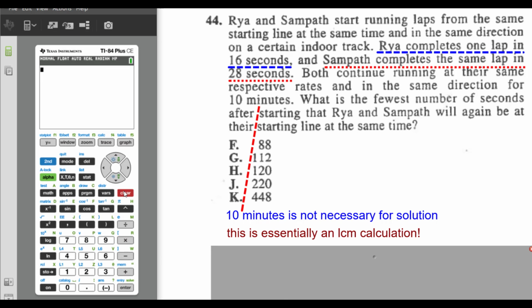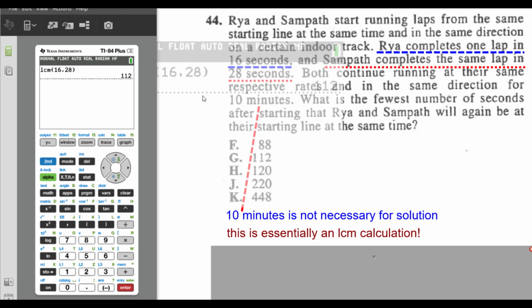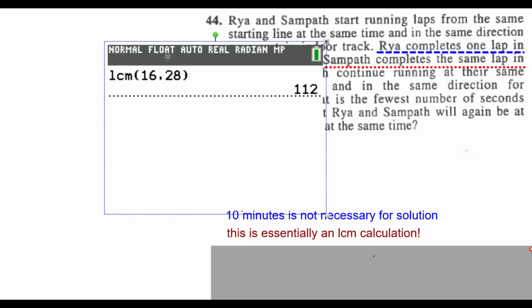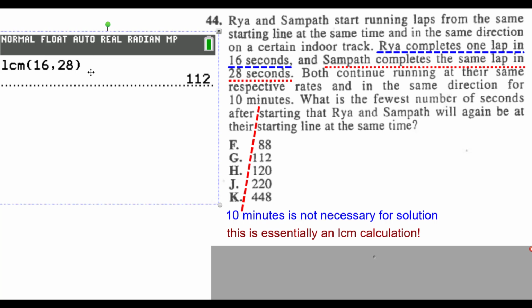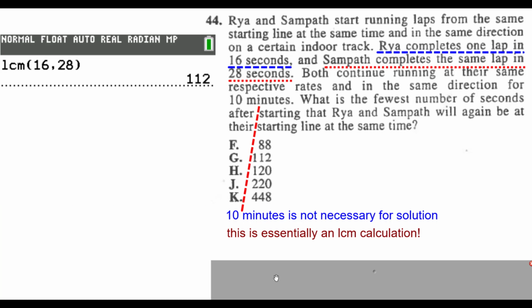So again, I'll bring up the calculator and math over to num, and number 8 is the least common multiple of 16, comma, 28 seconds. And in 112 seconds, those two people will be back at the starting line together, which is answer G.